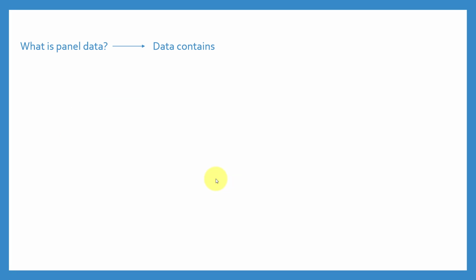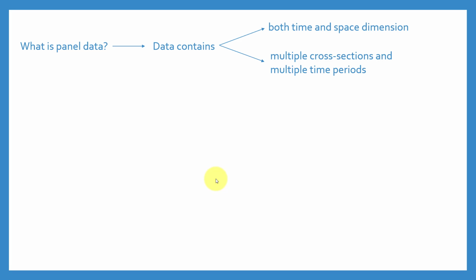So what is panel data? When the data contains both the time and the space dimension, or we can say that when we have multiple cross sections or multiple time periods in our data, then that data set is called a panel data. Pooled data or longitudinal data are also different names of panel data, but there are somewhat different meanings to them also. But for this video, we are going to use them interchangeably. So we are going to consider panel and pooled data as the same thing.